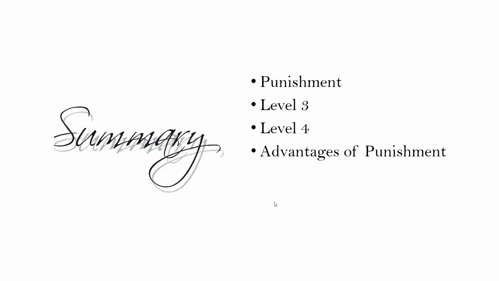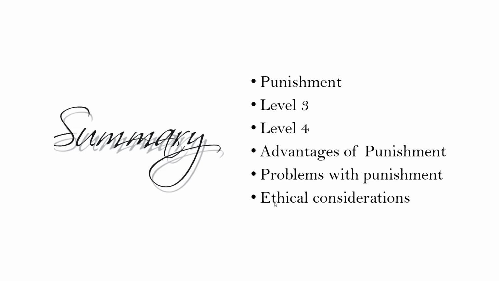So, all right, we talked about the definition of punishment. We talked about those level three strategies. Those are your negative punishment strategies, so your response cost, your timeout. We talked about level four strategies. Those are your positive punishment strategies, so actually presenting aversive stimuli and then your overcorrection. We talked about advantages of punishment, and then we talked about the problems and the side effects of punishments. And then we wrapped it up with just a couple of ethical considerations if you guys are going to implement punishment procedures. So, all right, guys, that's it.